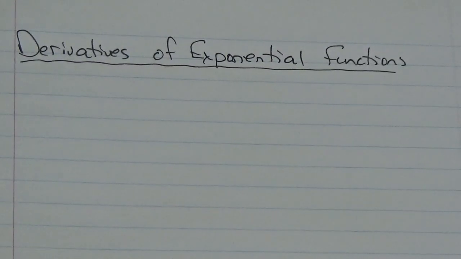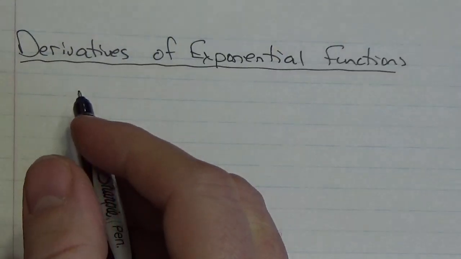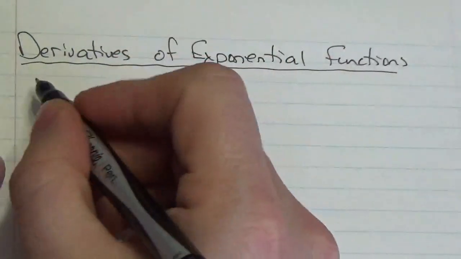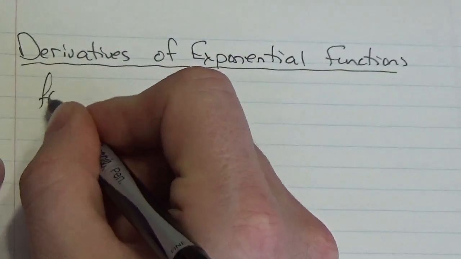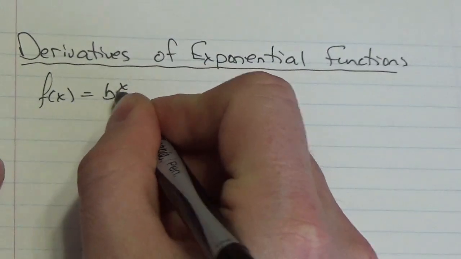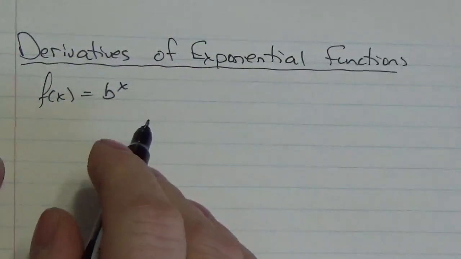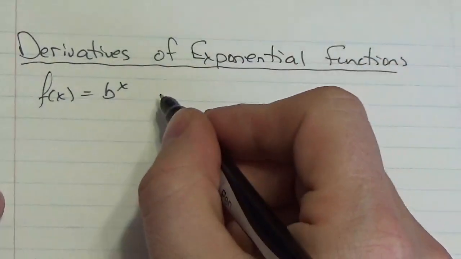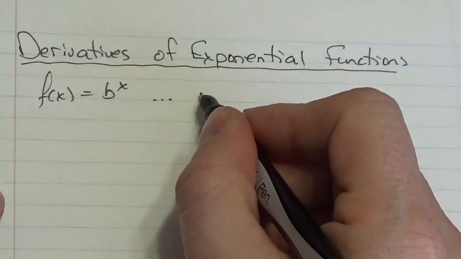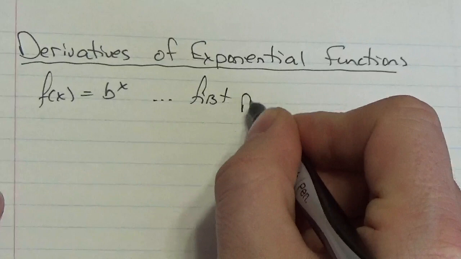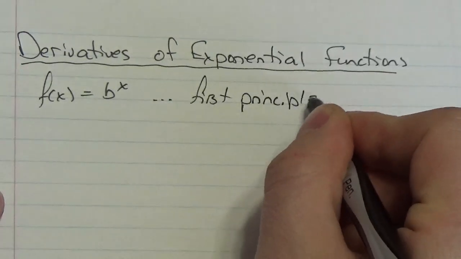because I think what you see here is really kind of special. So what we're going to do here is we're going to take a look at functions of the form f of x is equal to b to the x. To take the derivative of this, remember, once we start with something brand new, we've got to go back to first principles if we're going to take the derivative of it.